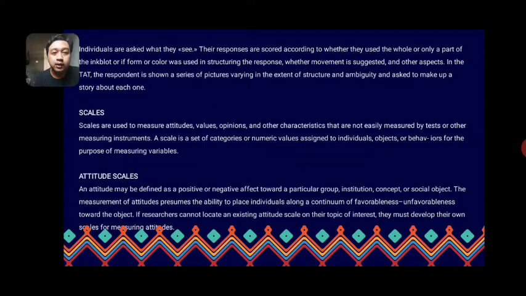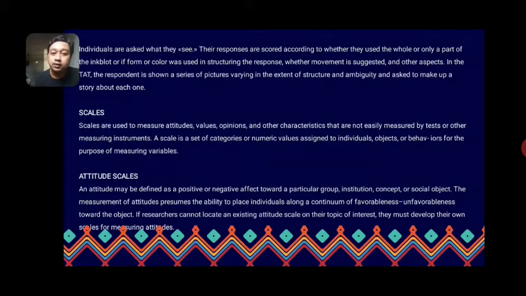Individuals are asked where they see their response. Responses are scored according to whether they use the whole or only one part of the input or if form or color were used in structuring the response, whether movement is suggested and other aspects. In the other technique, the respondent is shown a series of pictures varying in the extent of structure and ambiguity and asked to make up a story about each one.